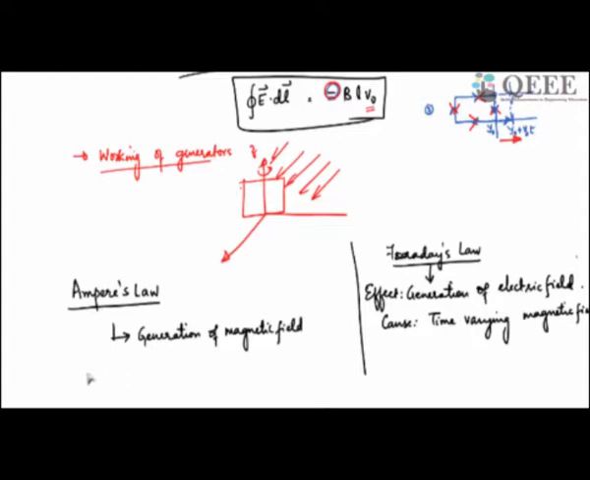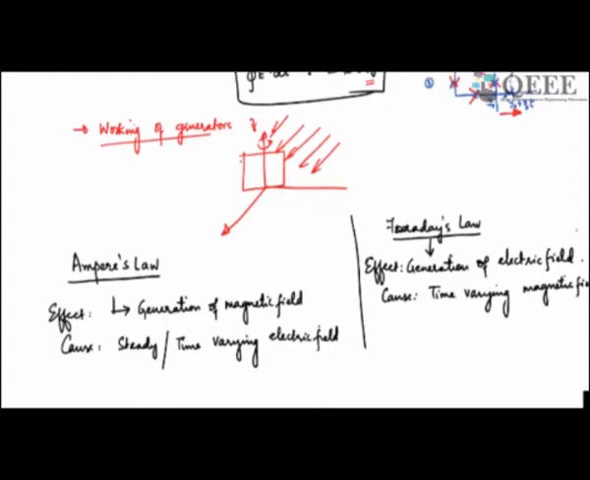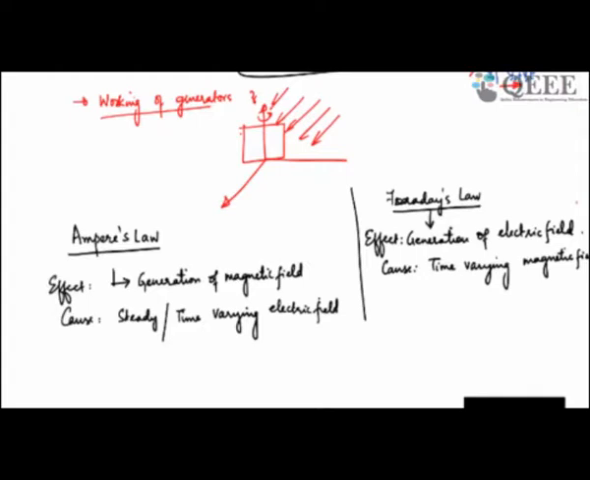Here the cause is either steady or time varying electric current. A steady current also produces a magnetic field, a time varying current also produces a magnetic field, and the effect is generation of magnetic field. So, that is a very nice connection between Faraday's law and Ampere's law. One law talks about how magnetic field is produced, the other talks about how electric field is produced.